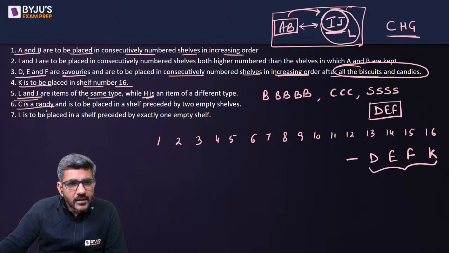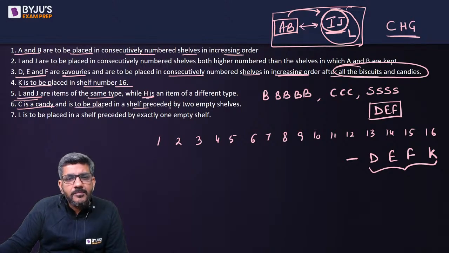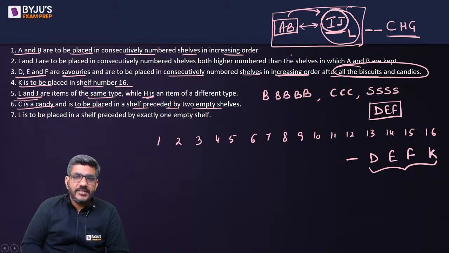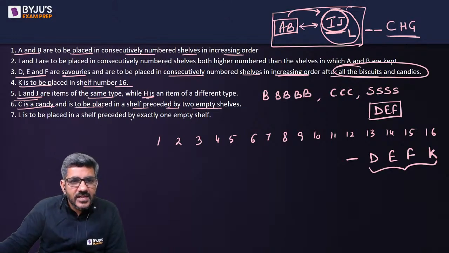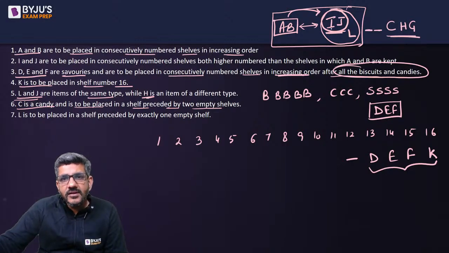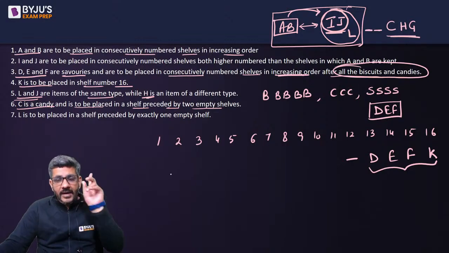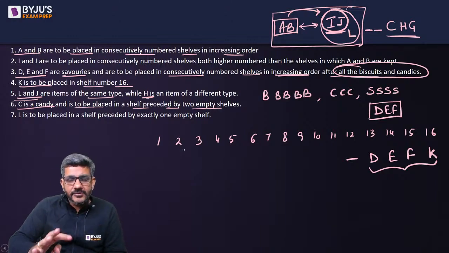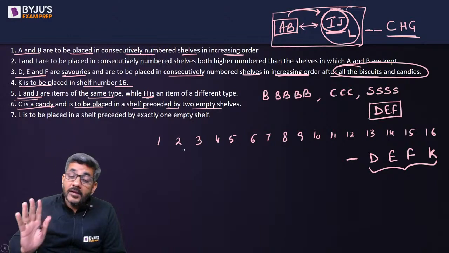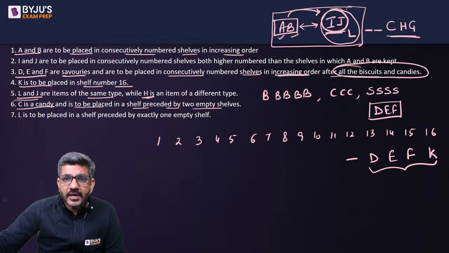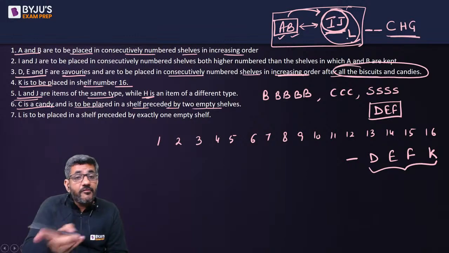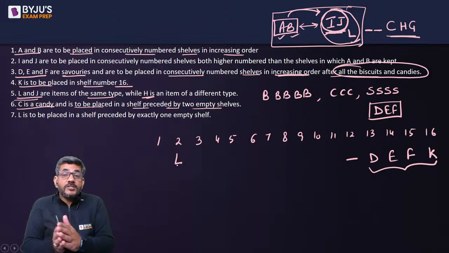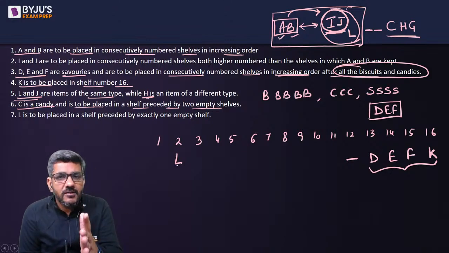What next? C is a candy and is to be placed in a shelf preceded by two empty shelves. So before C, we should be having two empty shelves. L is to be placed in a shelf preceded by exactly one empty shelf. So before L, there should be one empty shelf. Now, one possibility is that the initial few items are biscuits only. If initial few items are biscuits, they are A, B, I, J, L. But before L, there should be an empty cell. That means L should be here, right? If before something there is an empty cell, that should be the first item of that category.